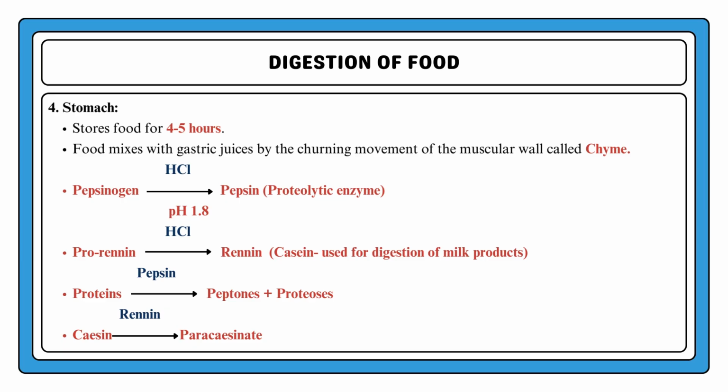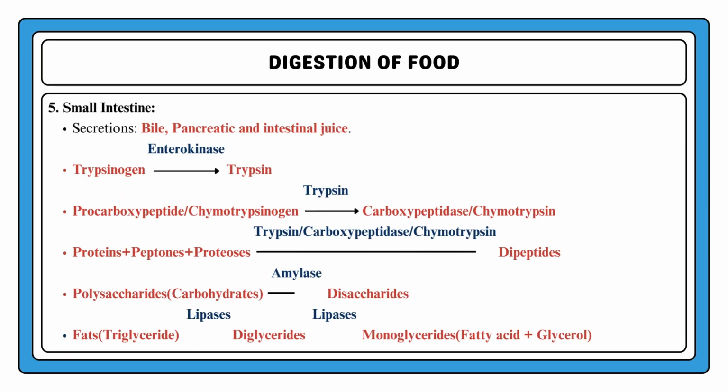used for digestion of milk products. In the presence of pepsin, proteins are converted into peptones and proteoses. In the presence of renin, caseinogen is converted into paracaseinate. The remaining bolus is passed down into the small intestine. The small intestine secretes bile, pancreatic and intestinal juice.